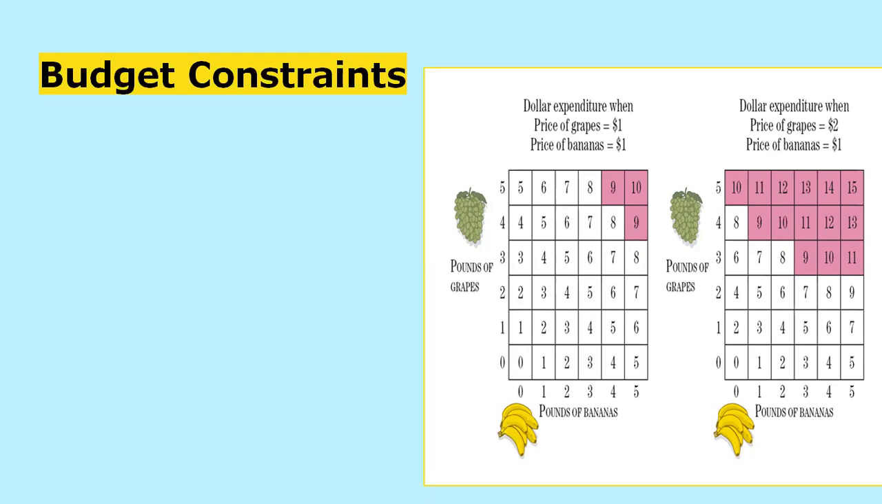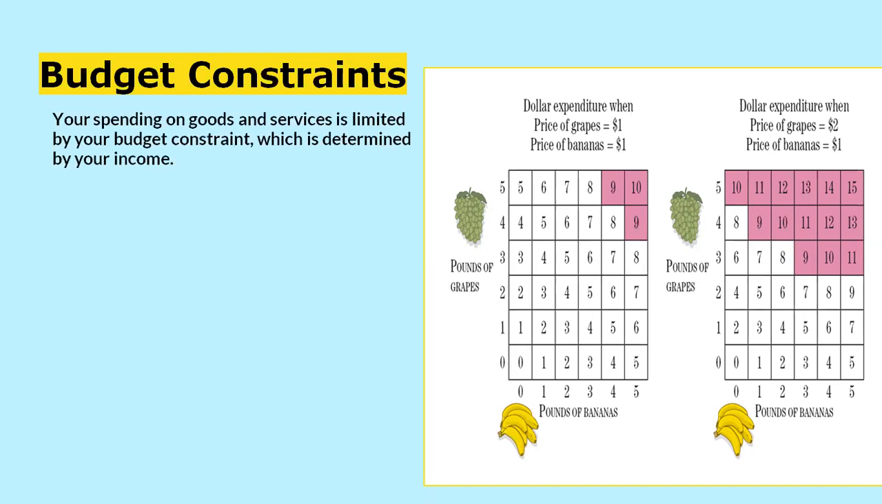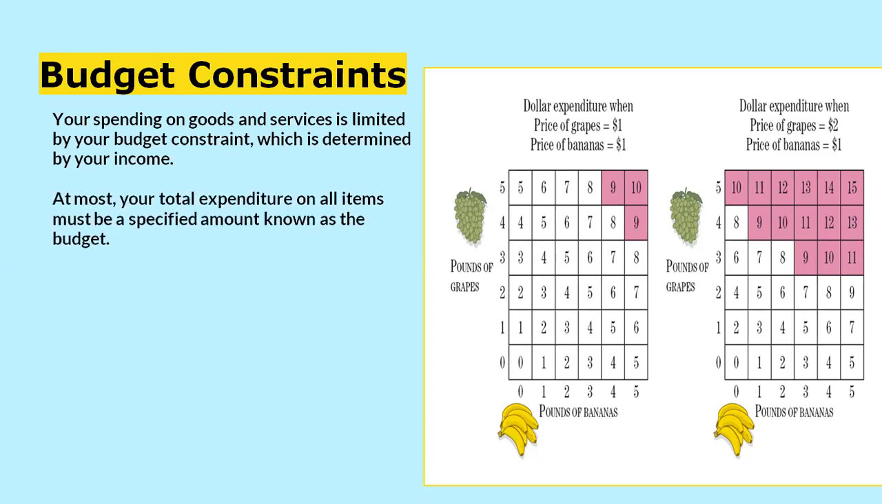Budget constraints. Your spending on goods and services is limited by your budget constraint, which is determined by your income. At most, your total expenditure on all items must be a specified amount known as the budget.